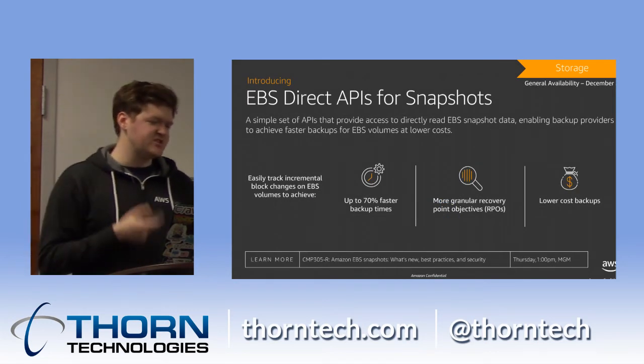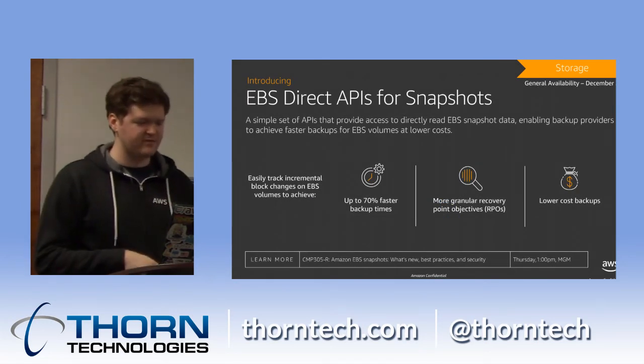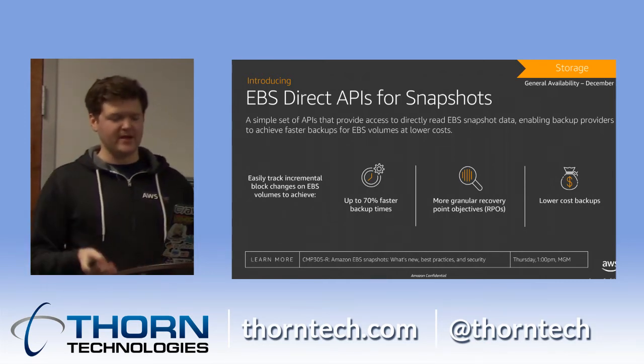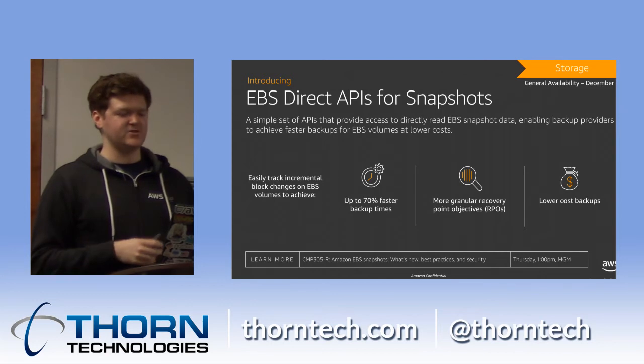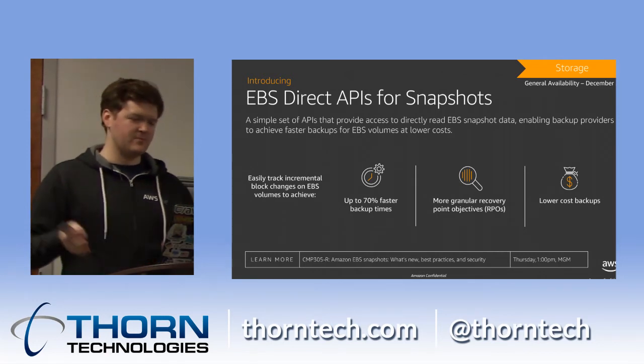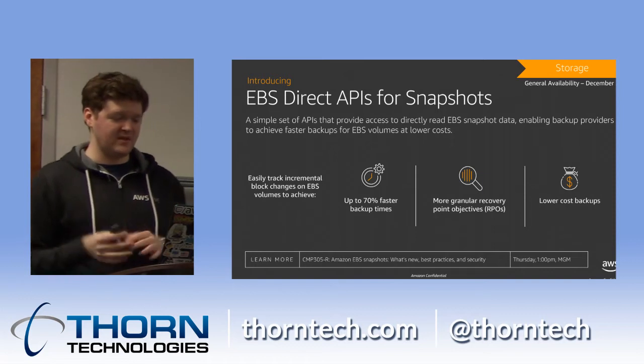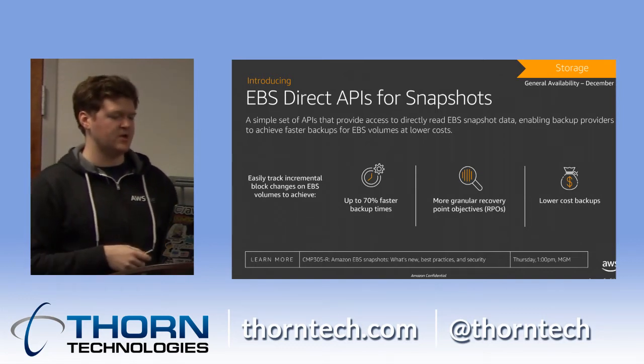Next up on storage, EBS direct APIs for snapshots. This again is a simple set of APIs. It enables you to directly interface with EBS snapshot data. If you want to perform your own custom backups or to be able to perform this in cheaper or quicker ways, this is now possible.